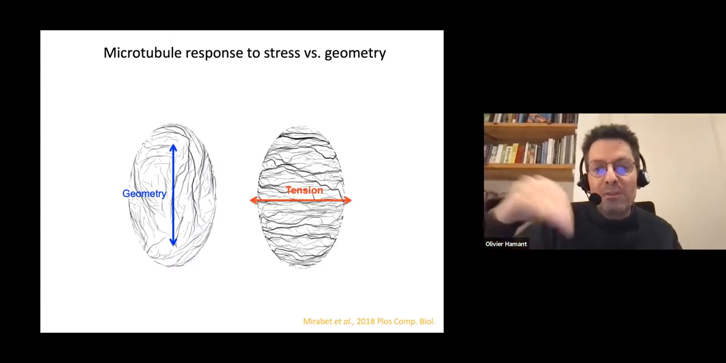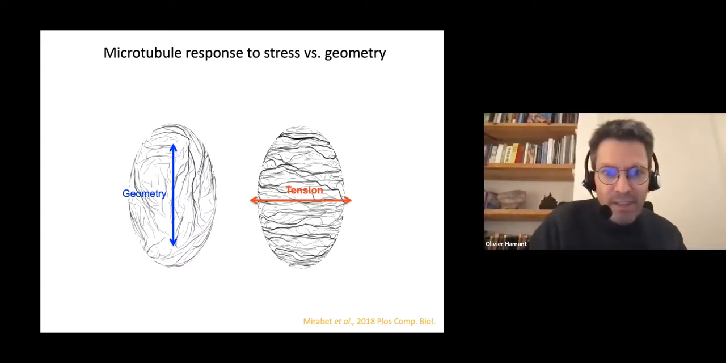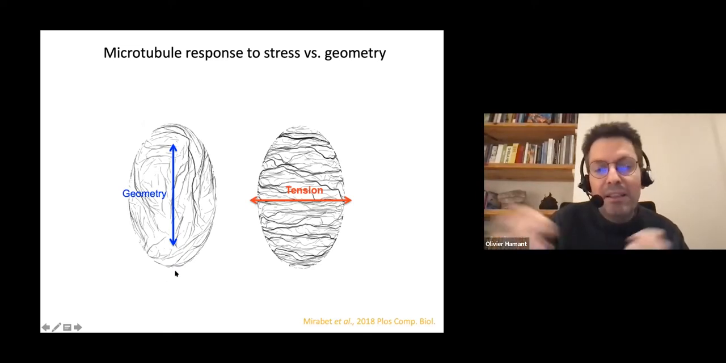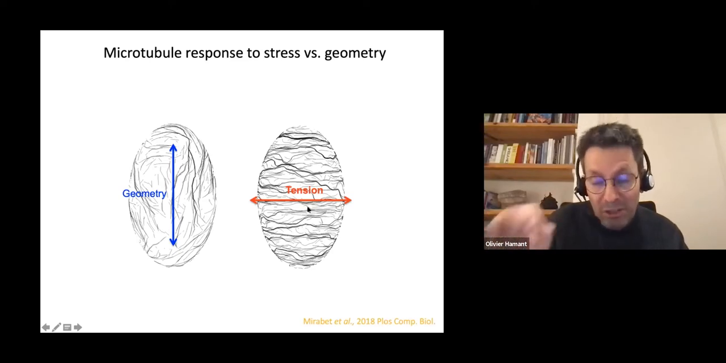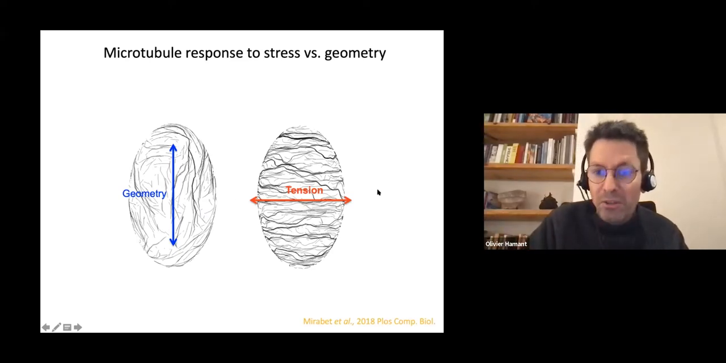They would avoid the most curvy part of the cell. So we think that, based on the model, microtubules are by default longitudinal in an ellipsoid or elongated cell. The interesting thing is that when you look at this type of ellipsoid, if it is pressurized, the tension at the surface should be transverse.